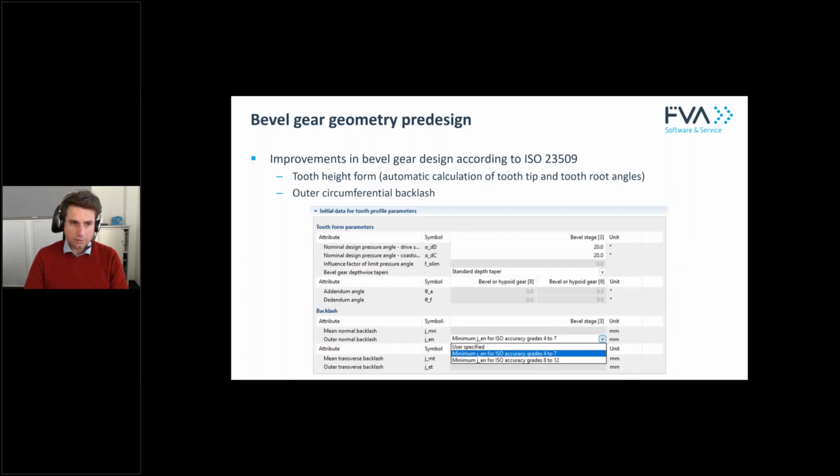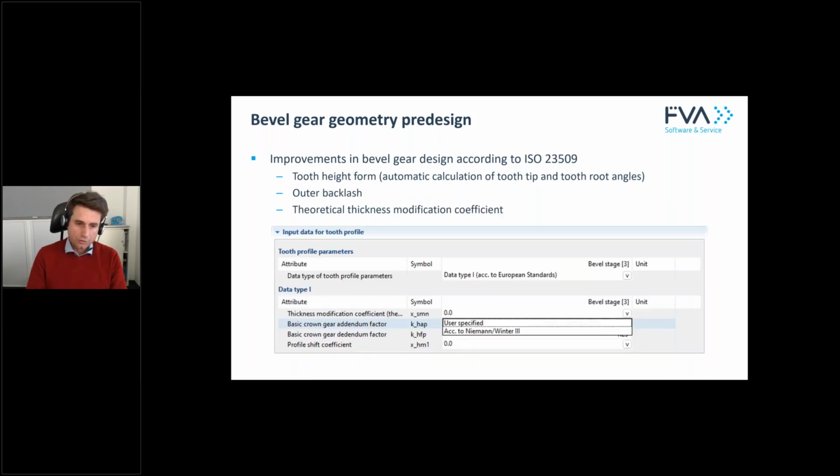We also added the outer circumferential backlash, and this is calculated from the accuracy grades 4 to 7 or 8 to 12. So you don't have to look in a table and calculate the outer normal backlash from that, but we can do that for you. And also the basic crowning could be user specified, or you could calculate it according to Niemann-Winter, which is quite handy.